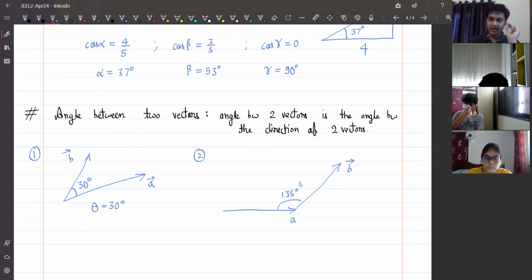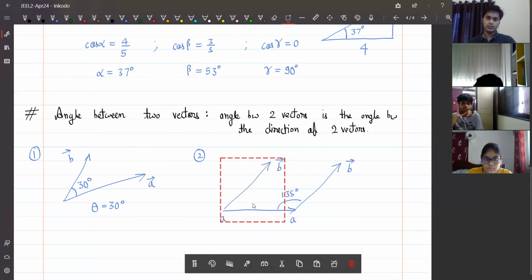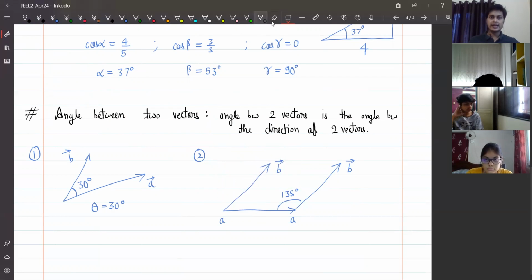So remember, to find the angle between 2 vectors, we have to have both the tails at the same point. Then only you can see the direction between 2 vectors. You cannot find the direction when the second vector is at the head of the first vector. Both of the tails should be at the same point. Then only you write the angle between 2 vectors. So for this, you will move this parallelly and then you will find the angle.